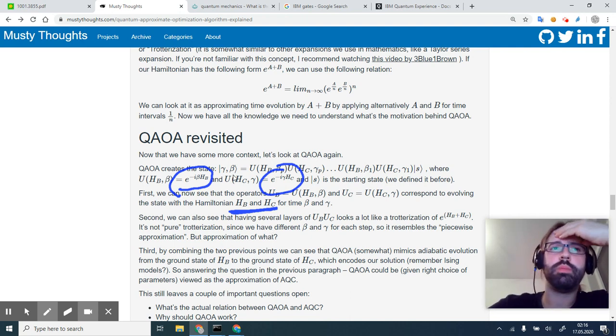Okay, but combining the two previous points, we can see that it again somewhat mimics the adiabatic evolution from the ground state of H_B to the ground state of H_C, which encodes our solution. Remember the Ising model. So answering the question in the previous paragraph, QAOA could be given the right choice of angles as the approximation of a quantum annealer.